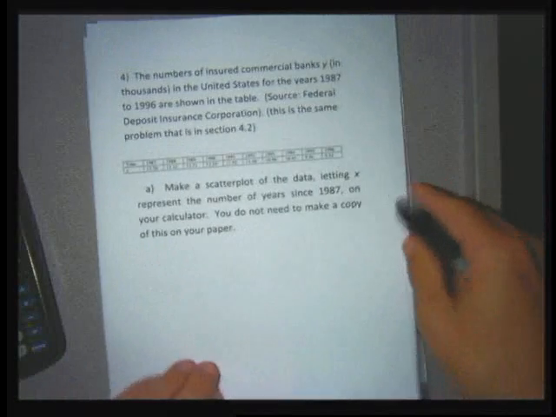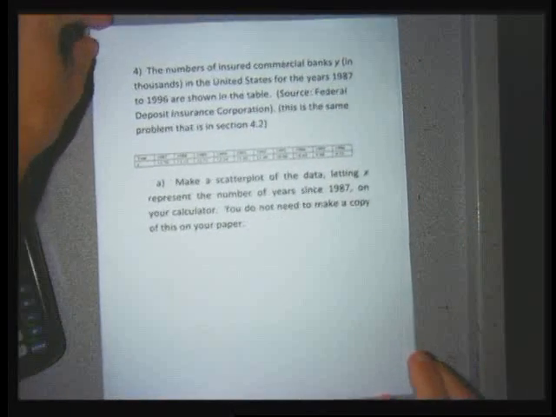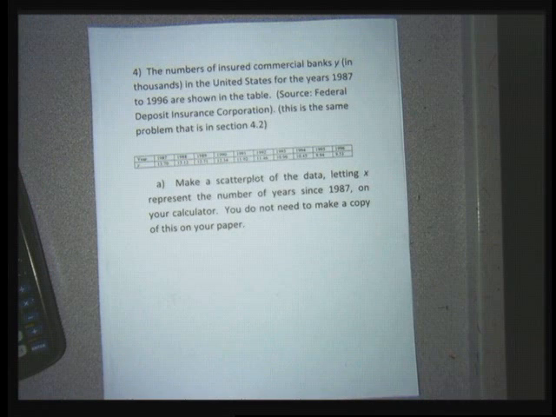C is our first regression, and I think it's an exact copy of the problem that we did in an earlier section. So it says that the number of insured commercial banks in thousands are given by the table, and then it asks me to plot the data, but it tells me to use 0 for 1987.